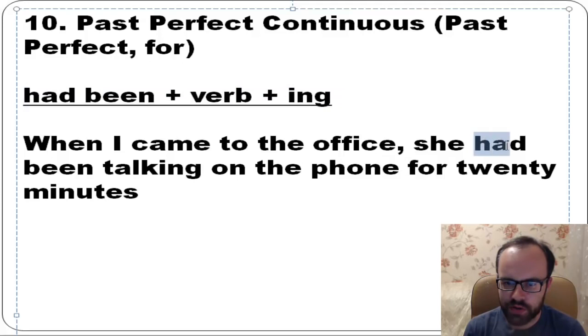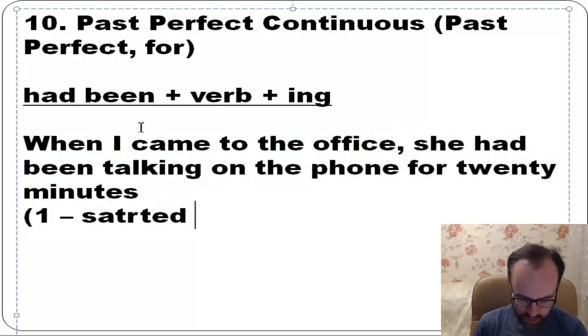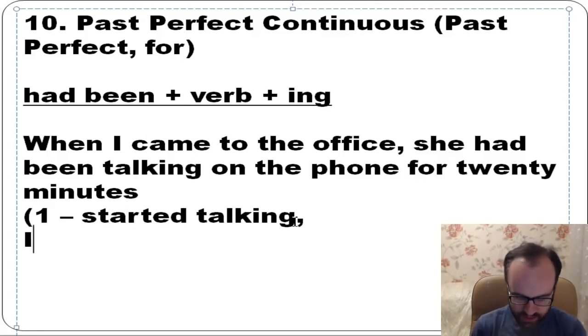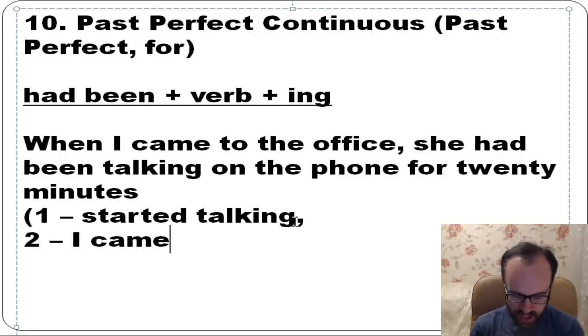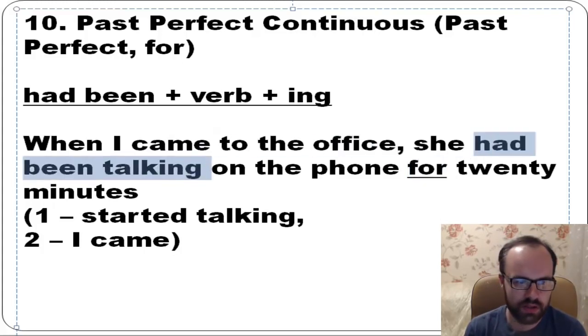So past perfect is first because this action started earlier. First she started talking, and then second, I came. So it's like past perfect, and because of for, you need to use past perfect continuous, right? So had been talking on the phone for 20 minutes.